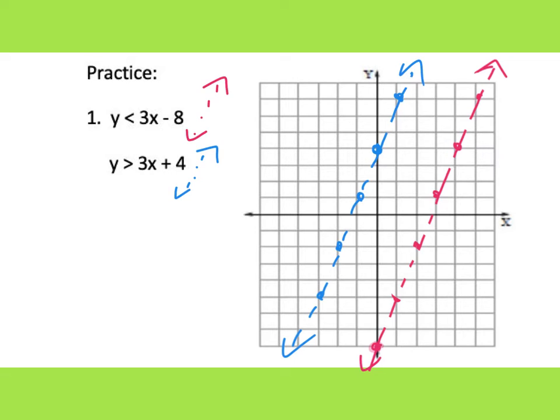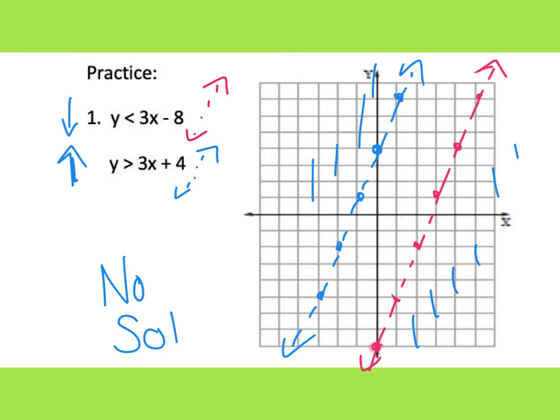So I graphed the top in pink and the bottom in blue, and both are dashed lines. You should notice that these are parallel lines, and that's because they have identical slopes. So where are we shading? Well, this top one is below, and this blue one is above. Above the blue and below the pink means there are no overlapping shaded regions, so this has no solution. There is no common area.